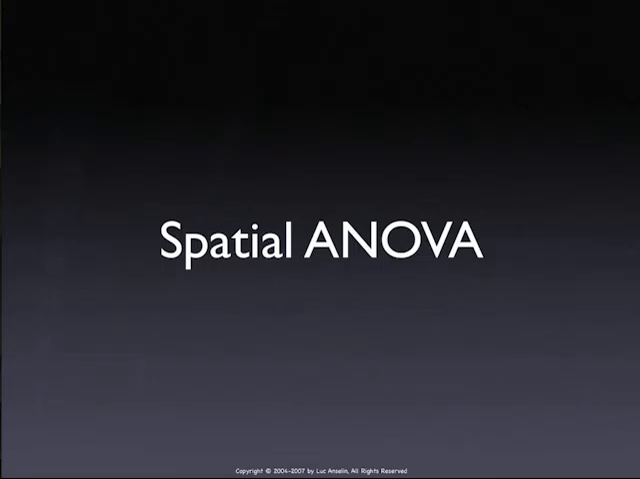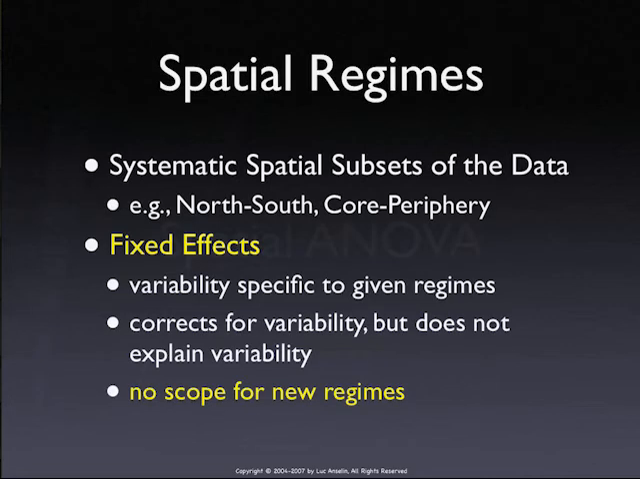And then in each of these, we have increasingly, if you wish, more sophisticated or more complex ways to deal with the variability. Let's start with discrete variability and this notion of spatial regimes as it is reflected in spatial analysis of variance. And a spatial regime, as I mentioned a few minutes ago, is a systematic, spatially compact subset of the data.